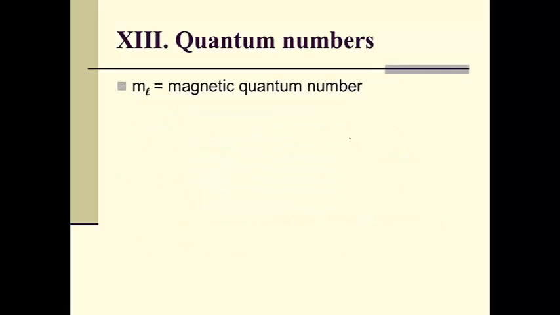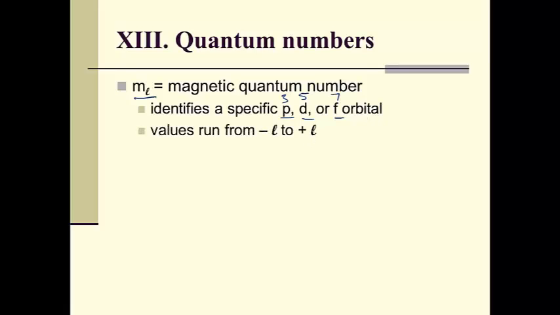The third number, m sub l, these are the magnetic quantum numbers. And this identifies a specific p, d, or f orbital. Remember, these are degenerate orbitals. Anytime you have p orbitals, there's 3 of them. There's 5 d orbitals. There's 7 f orbitals.